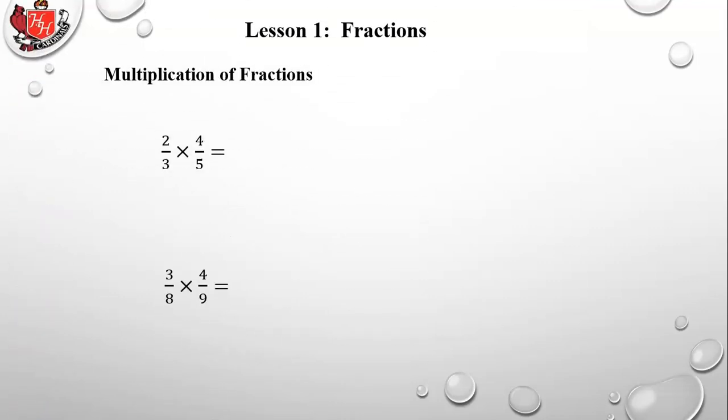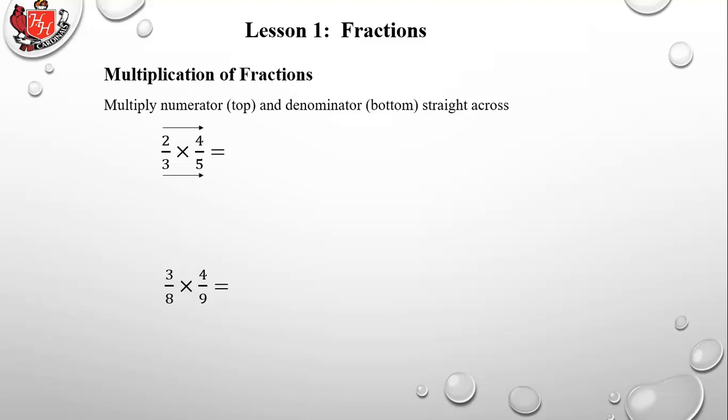Now, multiplication of fractions. To multiply fractions, you multiply the numerator, the top, and the denominator, the bottom, straight across. Some students get this confused with proportions and they think they cross multiply. You do not cross multiply. It's just straight across. So 2 times 4 is 8, 3 times 5 is 15, and that's how you simply multiply two fractions.